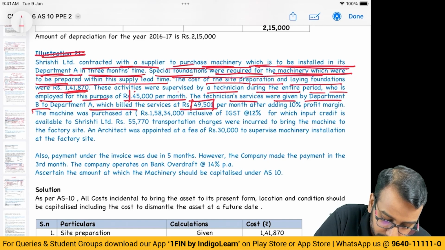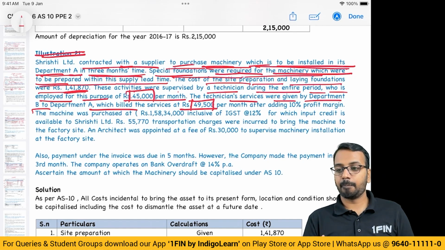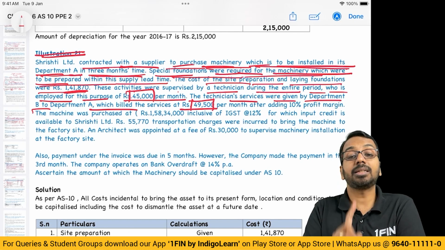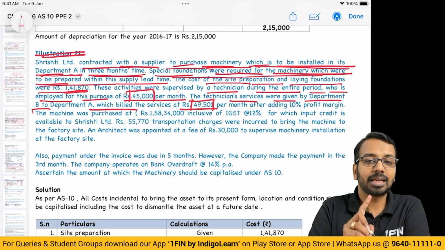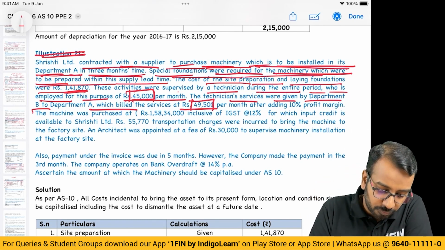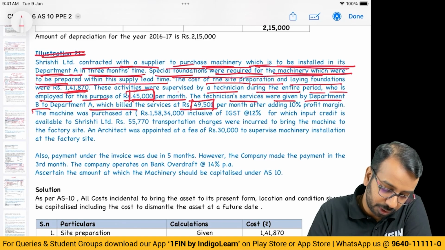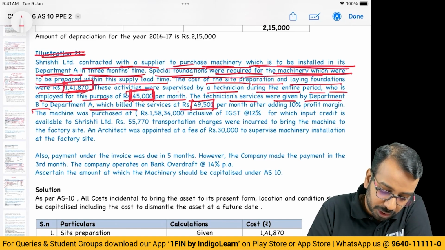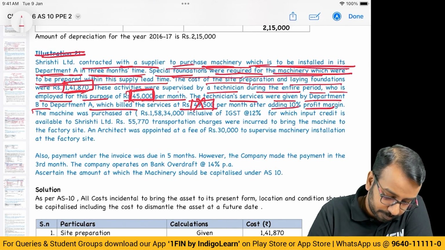Now, cost is 45,000, billed at 49,500. We have discussed that internal profit should not be capitalized. So, we will take only 45,000. How many months? 3 months. Okay. So, here first important thing is this cost, then 45,000 into 3. This is not relevant. After adding 10% profit margin, we don't care.